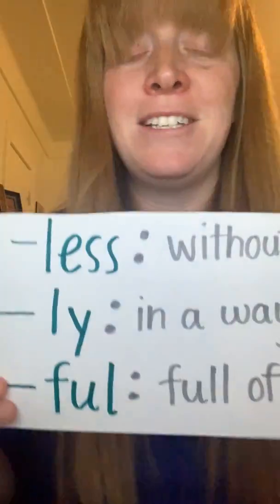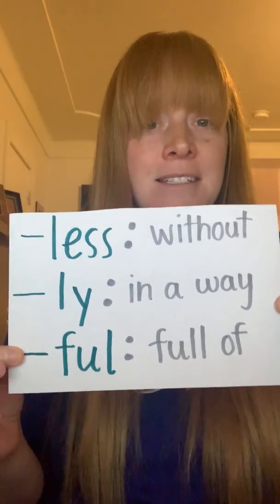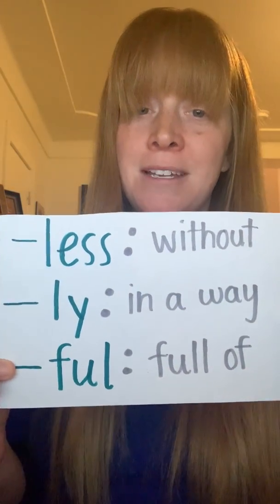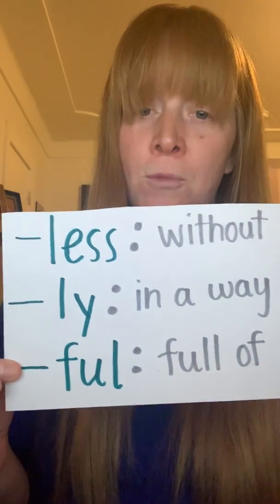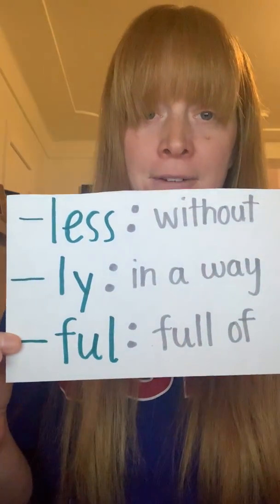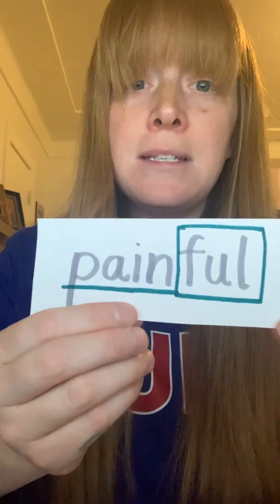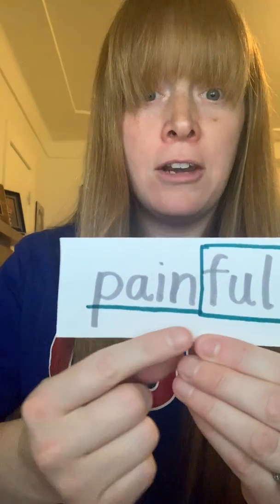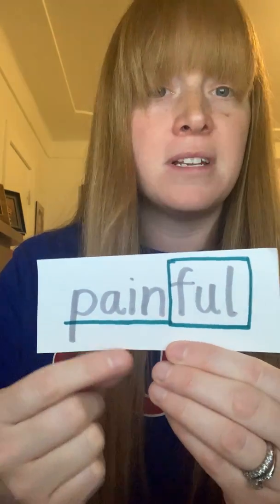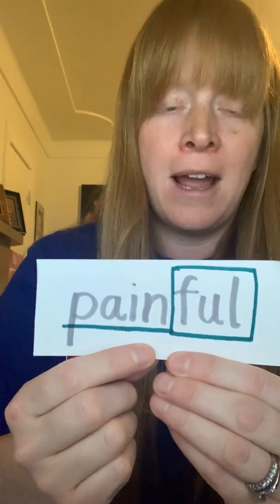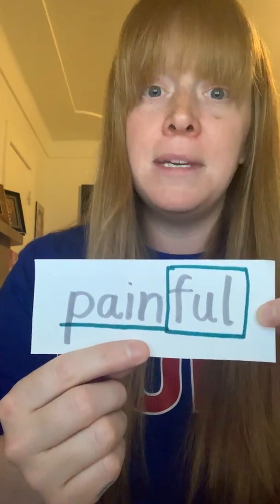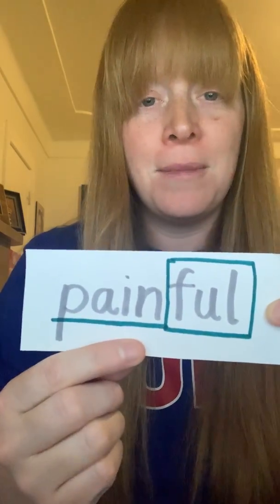So let's look at some of the suffixes that we're going to be digging deeper into today. We're going to look at less. Less always means without. We have ly, which is in a certain way, and full, which is full of. Let's go over a few cards to review. The first one is painful. You can see I've underlined my root word. The root word is pain. That word can stand alone all by itself. When we put full on the end, it means full of. So painful means full of pain.